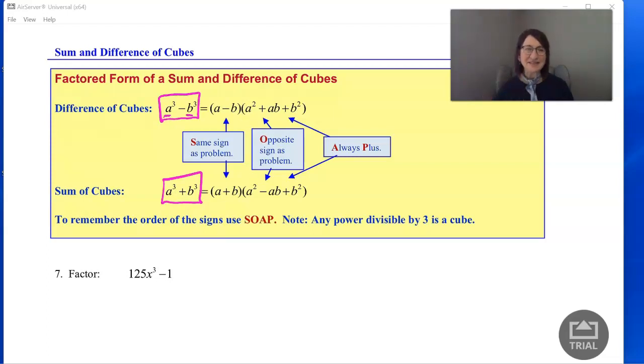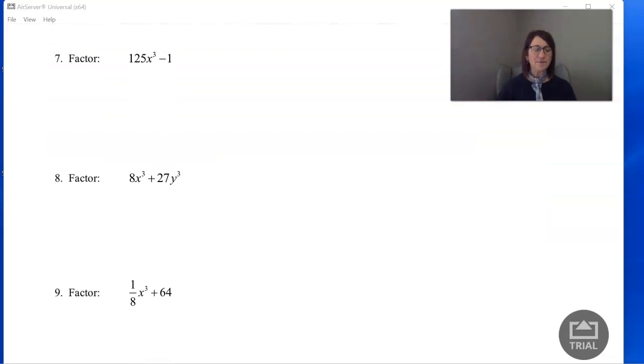To figure out our signs, we're going to remember the acronym SOAP, where our first sign is the same as our original. The second sign is always opposite of the first one, and then that third sign is always positive. SOAP. All right, well, let's just jump in and try one of these.